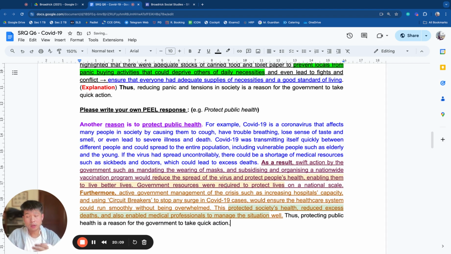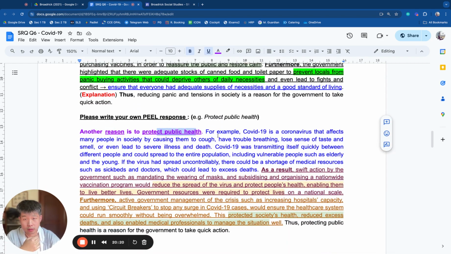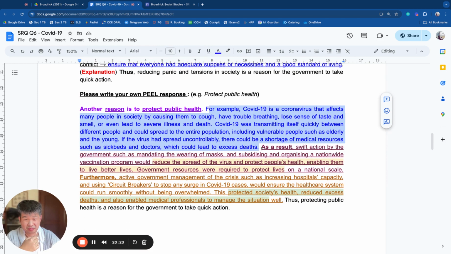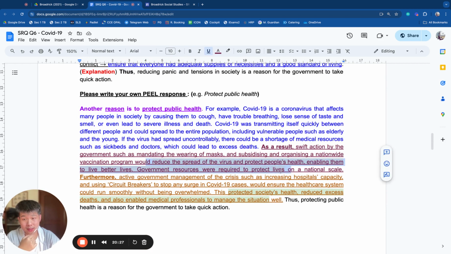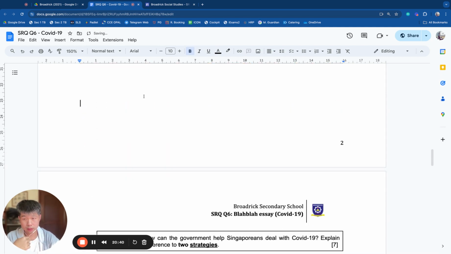Okay, so I hope that this PEEL response was clear to you as to how I constructed the ATQ, the point, the elaboration of the point, the explanation of how government action and why it's important, two explanations, and the link back to the point again. I'm going to break down one more response and then I will leave you to doing this worksheet on your own. Let's look at 6B.